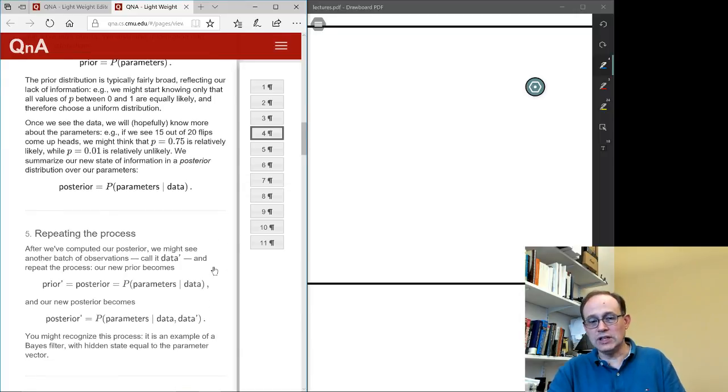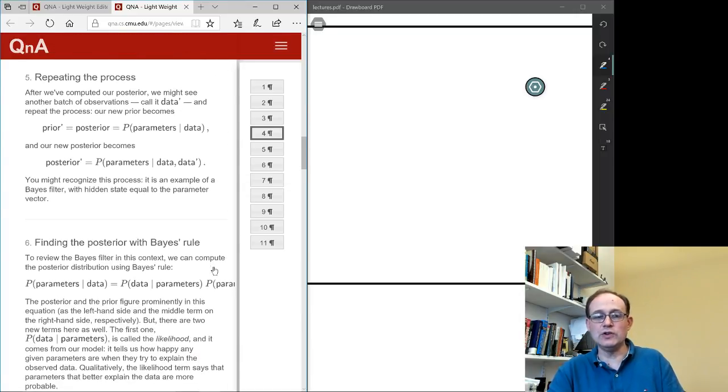And then, we don't have to do this just once, right? After we are done reasoning about the data that we've seen, somebody might come and deliver us a new USB stick full of new data, and we might update our parameters again or update our distribution. So that means that our new prior becomes our old posterior, and then for our new posterior we condition on data prime, the new data, and we get the P of parameters given data and data prime, right?